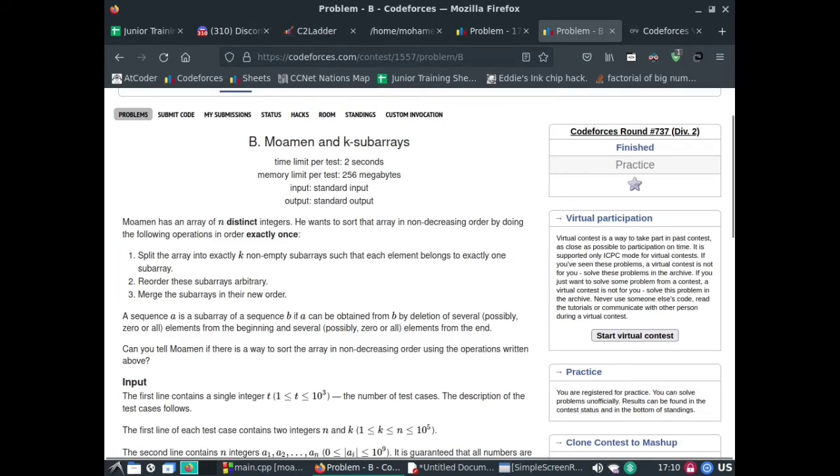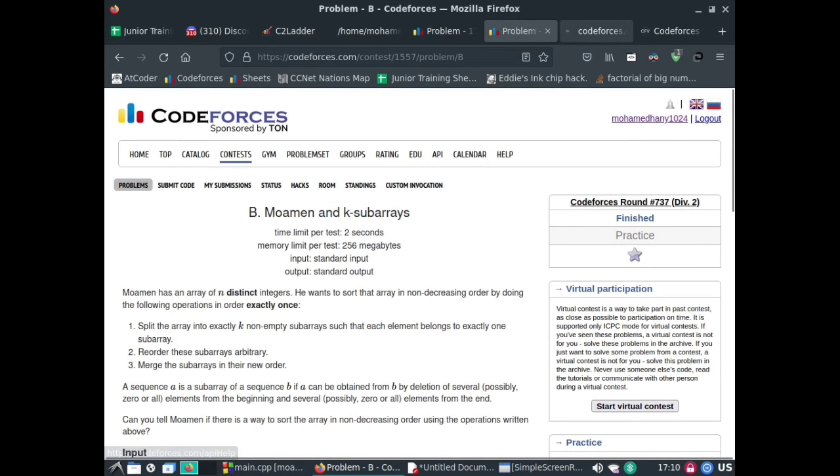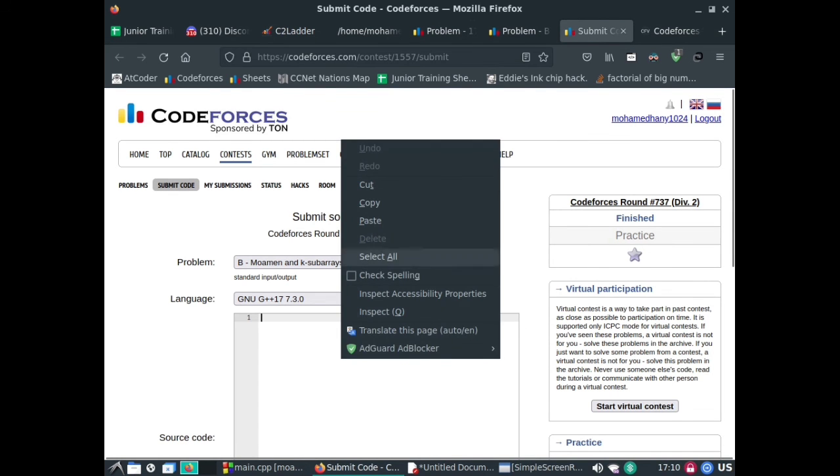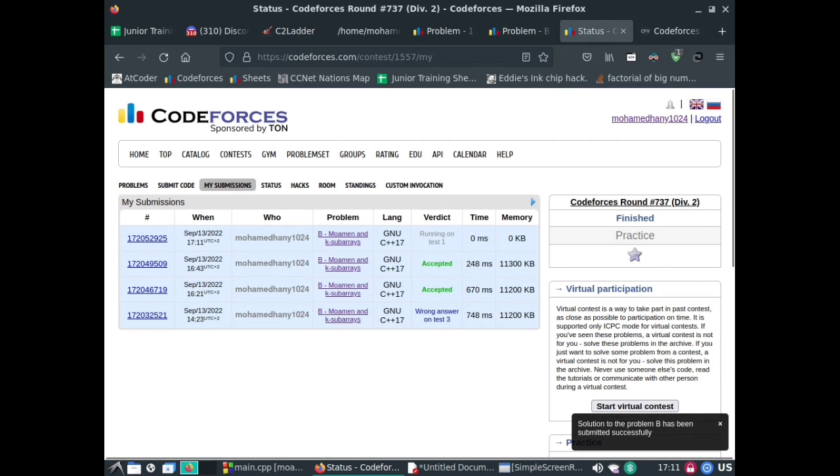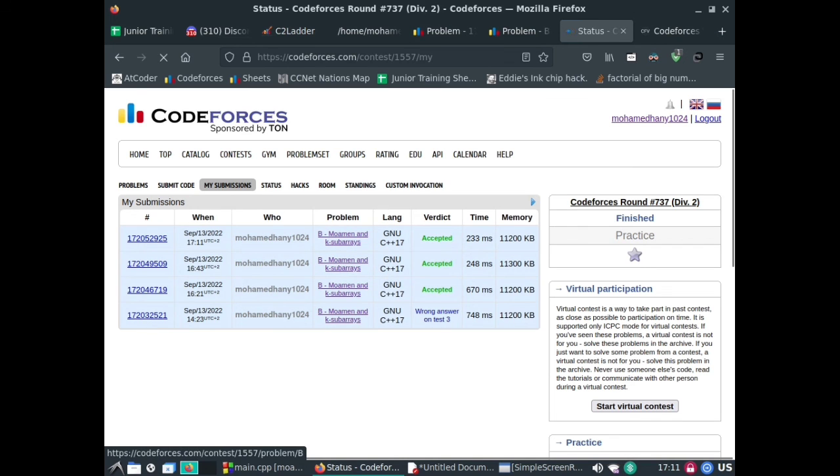Now we can just try submitting our solution on Codeforces and judge it. So if we submit our solution, let's see if it's accepted or not. As you can see, we got an accepted answer.